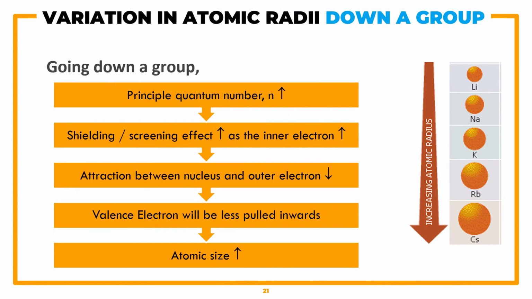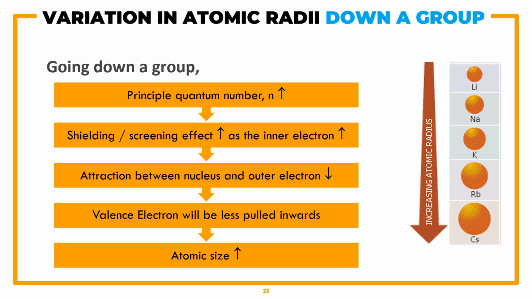Now, let us discuss the variation in atomic radius down a group. So, going down any group in the periodic table, the atomic size will be increases. Menuruni any kumpulan di dalam periodic table, size of the atom akan semakin besar. How could this happen? This is because, as the principal quantum number increases, shielding or screening effect will be increases as the number of inner electrons increases. So attraction between nucleus and outer electron will be decreases. Valence electron will be less pulled inwards by the nucleus, so atomic size will be increases.